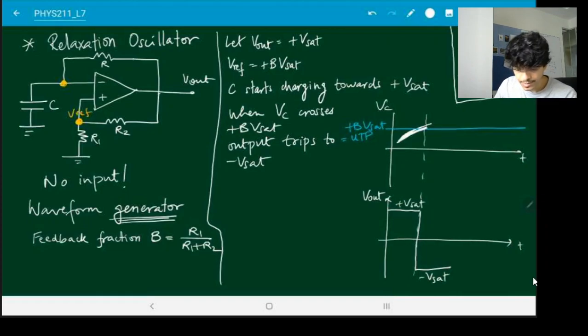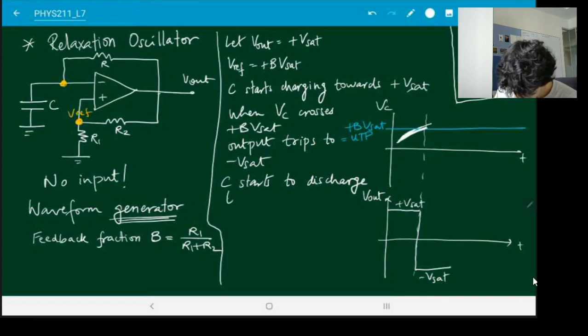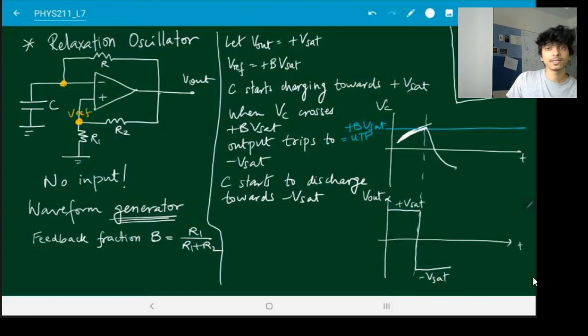So now if you look at your RC circuit, now suddenly your capacitor will want to discharge. So C starts to discharge towards minus VSAT. How does discharging go? Discharging goes like this. Again, depending on the time constant which is given by the RC product. So RC is a time constant. Depending on how large or how small RC is, your charging or discharging time will vary.